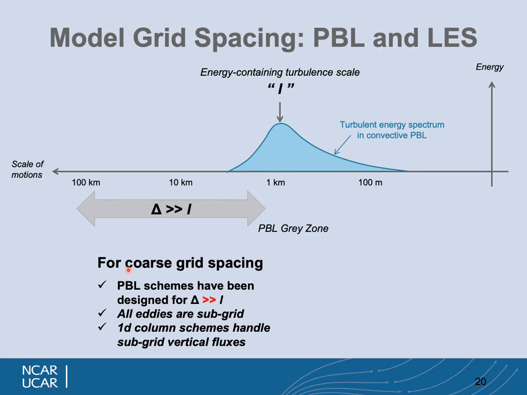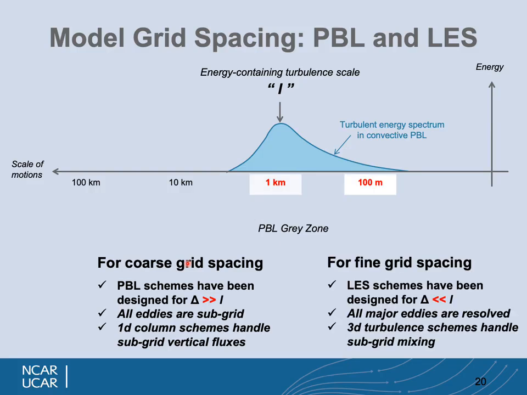And so you can use a PBL scheme, and all eddies are considered to be subgrid, and basically these are 1D column schemes that handle subgrid vertical fluxes. When you get to very fine scales, you can use LES schemes which are resolving these eddies, because now at grid sizes of about 100 meters, you can resolve eddies of a few hundred meters. So then you're getting into the LES regime, where all the eddies are resolved, and now the turbulence is three-dimensional because you're dealing with horizontal and vertical flows inside these eddies that are much larger than your grid size.